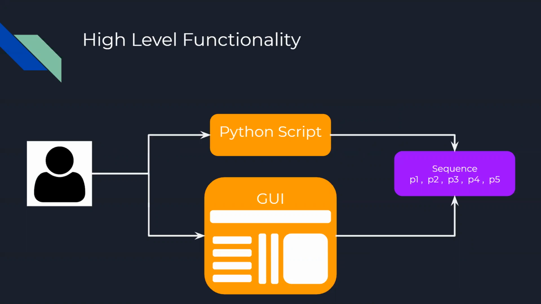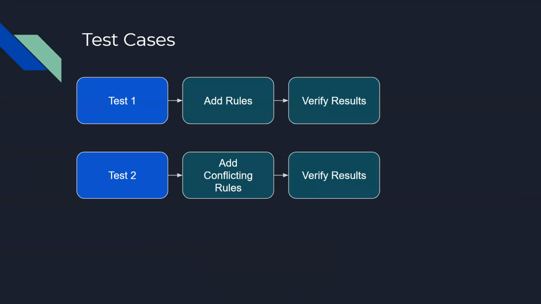With both modes of operation, users will still be able to get either a sequence or a list of sequences that fit their user-defined rules. All right, here we're going to demonstrate two test cases using the graphical user interface. Test one will add a bunch of rules that will verify the end sequence that's generated by the system. In test two, we are going to add another rule to test one that conflicts with one of the rules, and we'll observe the result of adding a conflicting rule onto a system.